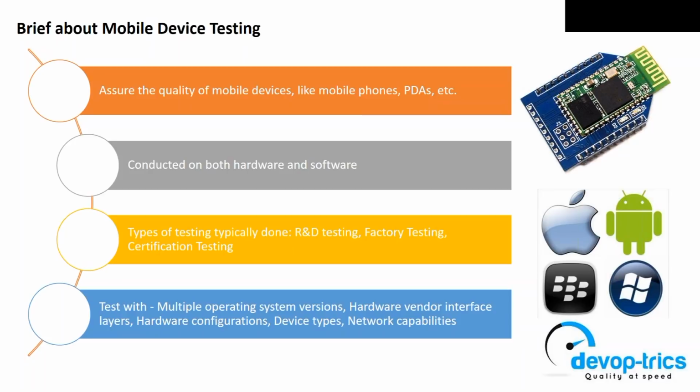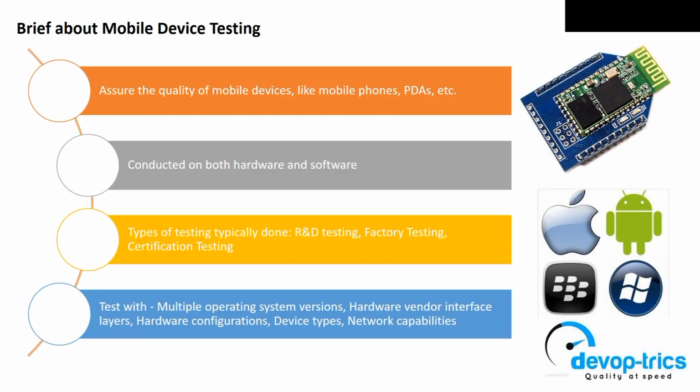So it's important that the operating system and hardware both are tested properly, so that when the phone reaches the users, problems like hanging of applications and heating up can be minimized, or ideally totally avoided. There are multiple types of testing done for that. So we have R&D testing.